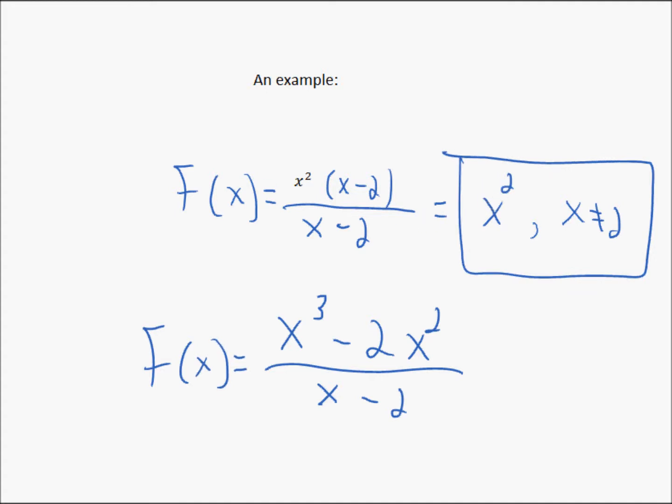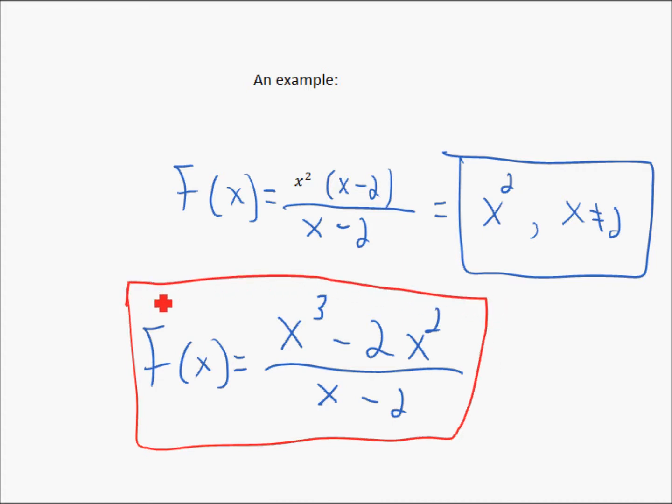It is true that for x cubed minus 2x squared over x minus 2, the top will factor to what it is up here. And then the x minus 2's will cancel, so it equals x squared. So we have this relationship here. F of x, which is this crazy looking function here, is the same exact thing as x squared, except at x equals 2. So as long as I don't let x equal positive 2, this function here will be the same thing as x squared.